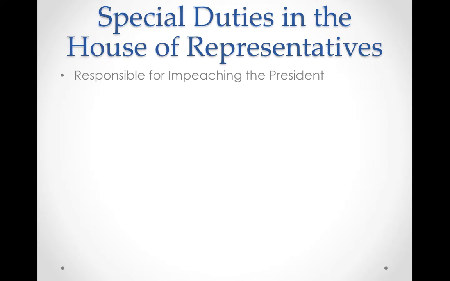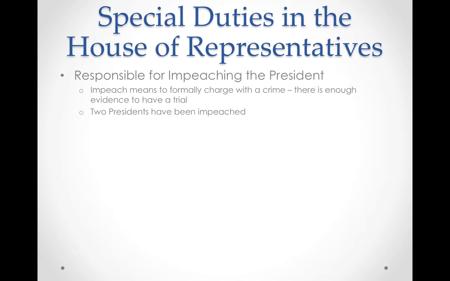Talking about some special duties that are specifically given to the House of Representatives. The House of Representatives is responsible for impeaching the president. And what to impeach means is to formally charge with a crime. What the House is going to do is, if they want to impeach a president or a judge or some other official, the House is just going to go through all of the evidence, and they are going to determine, after looking at the evidence, is there enough evidence to have a trial? That is the end of their duty at that point. We have had 2 presidents that have been impeached.